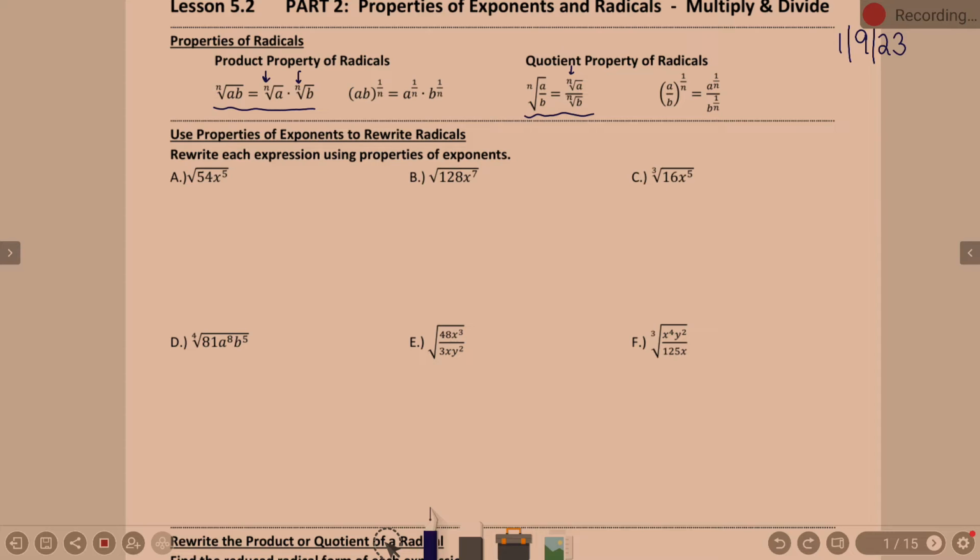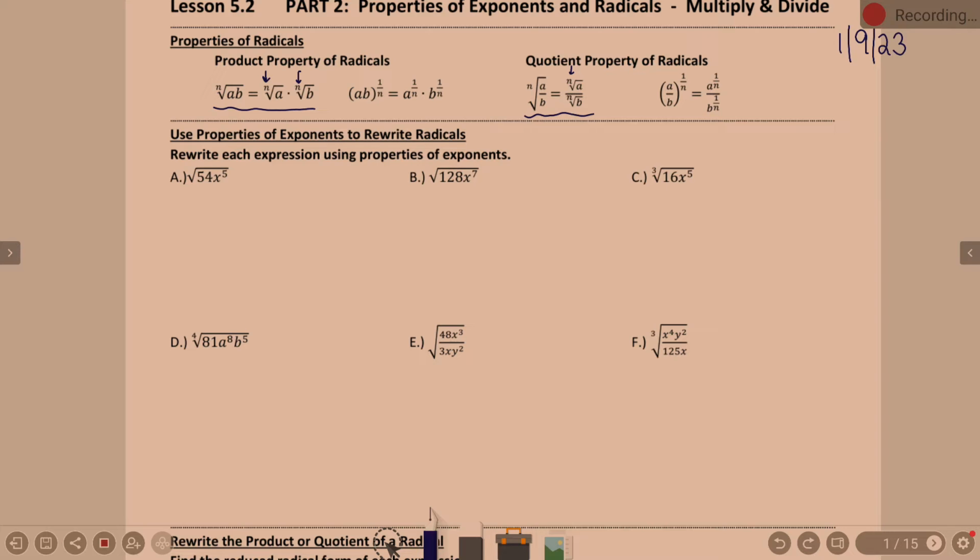Now, before we multiply and divide, we want to get into a little simplifying here. What we're going to work on in this first section is just being able to simplify radicals, because if you know how to simplify radicals, multiplying and dividing works out a little bit better for you. So as we look at A, rewrite each expression using properties of exponents. Basically, this is not in simplified form right now. We want to talk about how to get it in simplified form.